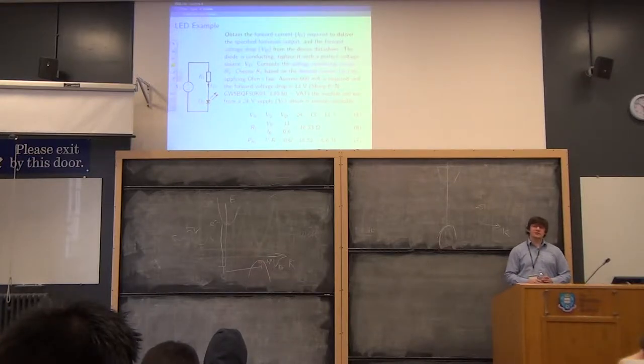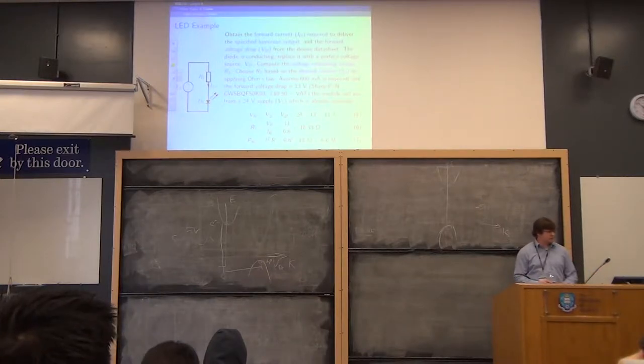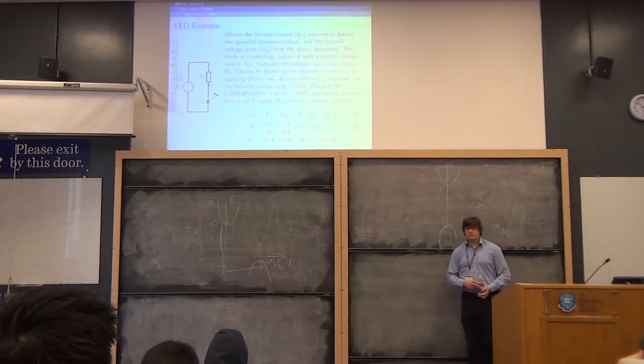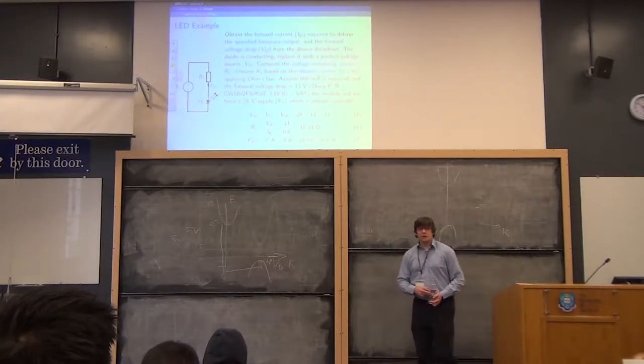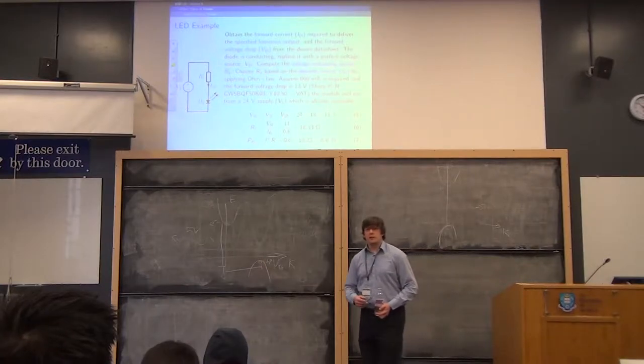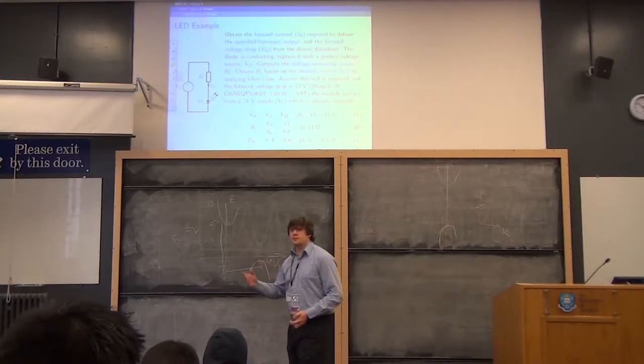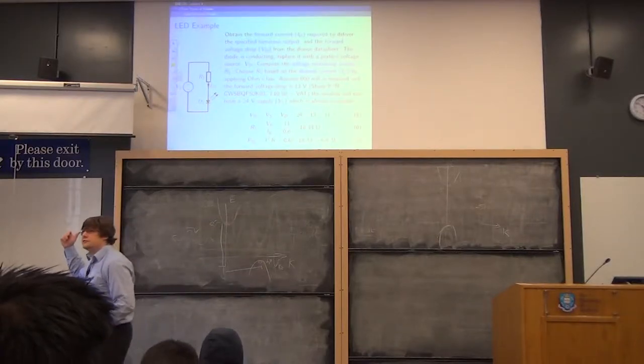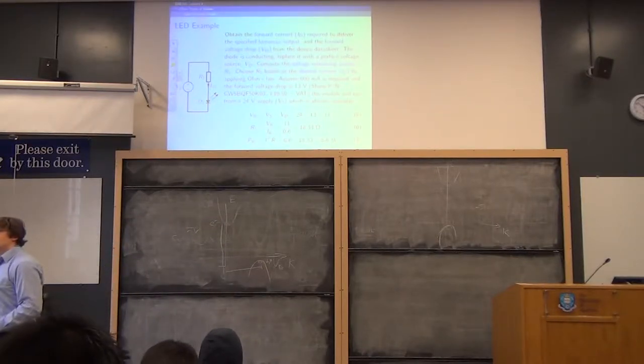You can get those off data sheets for LEDs. And the forward voltage drop from the device data sheet. The diode is conducting. You know it must be. I hope. If not, usual rules apply. Take away the diode, find out the voltage across the anode to cathode. It must be equal to V1 because the current in the resistor is zero.